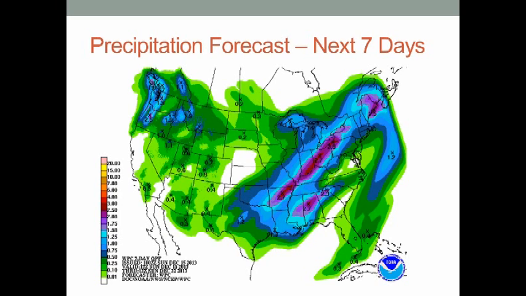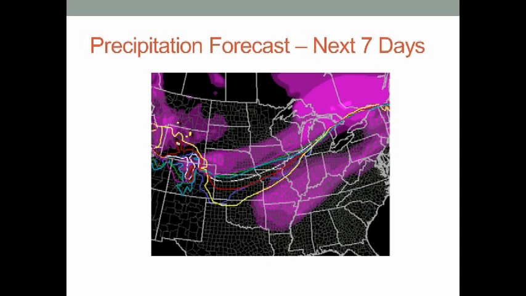Right now, it looks like the only band where significant precipitation is expected to occur is right in this area. So it really looks like Ohio and southern Indiana within the Corn Belt are the areas that are expected to get the heaviest precipitation. And that could be over 2 inches of precipitation.